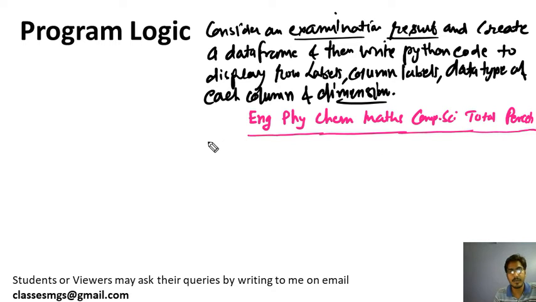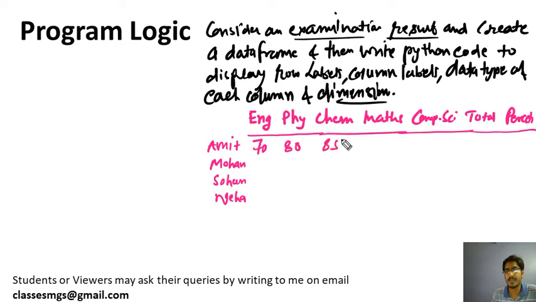Here you will have your name, let's suppose Amit, Mohan, Sohan, Neha, etc. Anything you may take. Let's suppose Amit got 70 marks in English, 80 in physics, 85 in chemistry, 92 in maths, 96 in computer science. Total, let's suppose 460, and percentage let's suppose is 90.